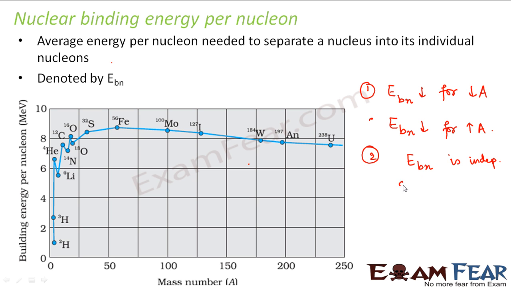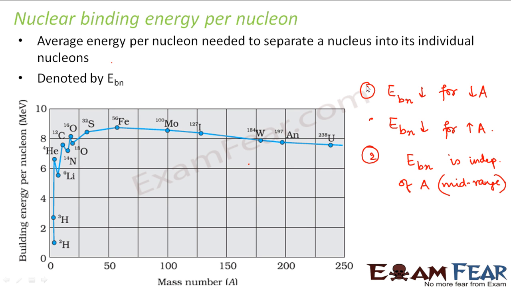That means it is constant. It is independent of mass number in this range, that is the middle range, the mid range. In the mid range, it is independent of mass number. So this was the observation by plotting this graph, which was plotted experimentally.